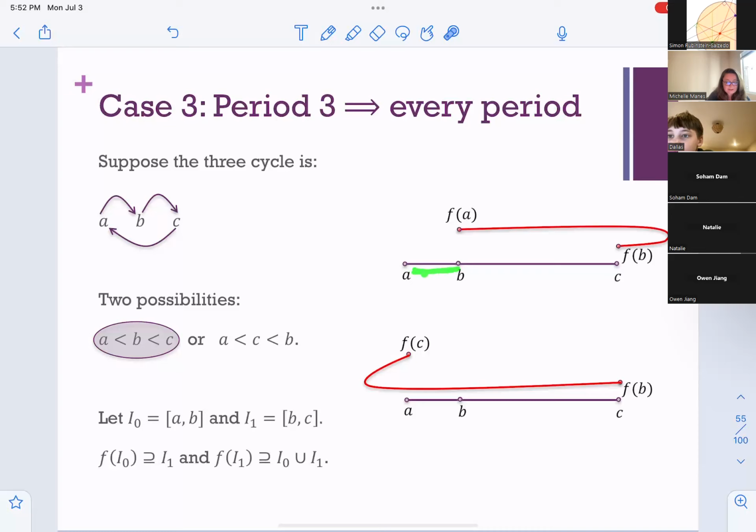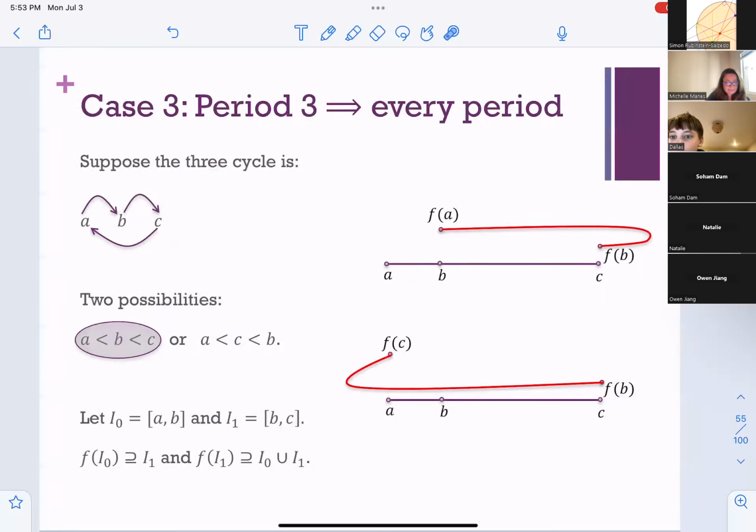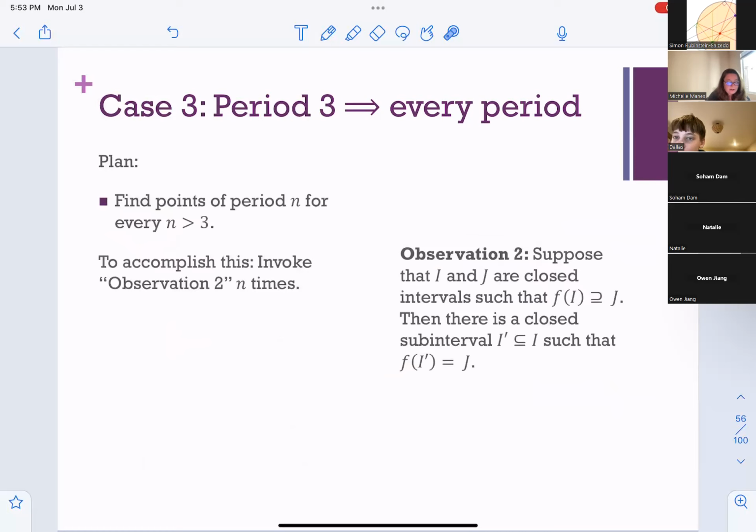F of this interval looks like this red curve here. It covers the second interval. And since B maps to C and C maps back to A, F of this second interval of I1 covers the whole thing, right? So this is kind of the picture to have in your head.